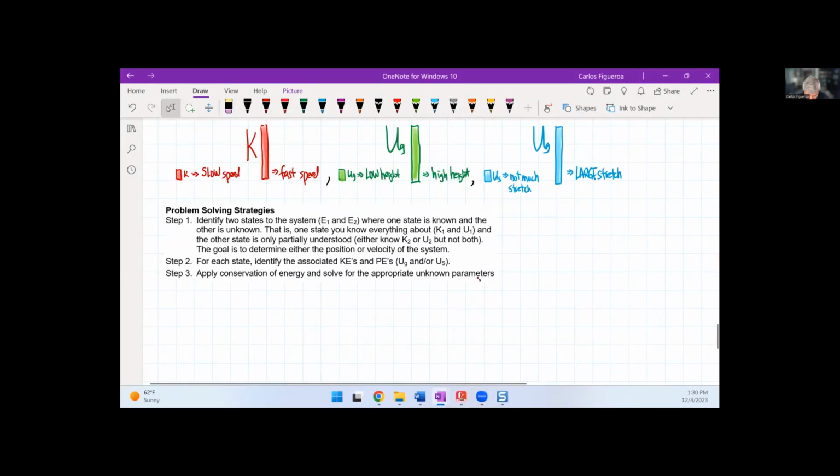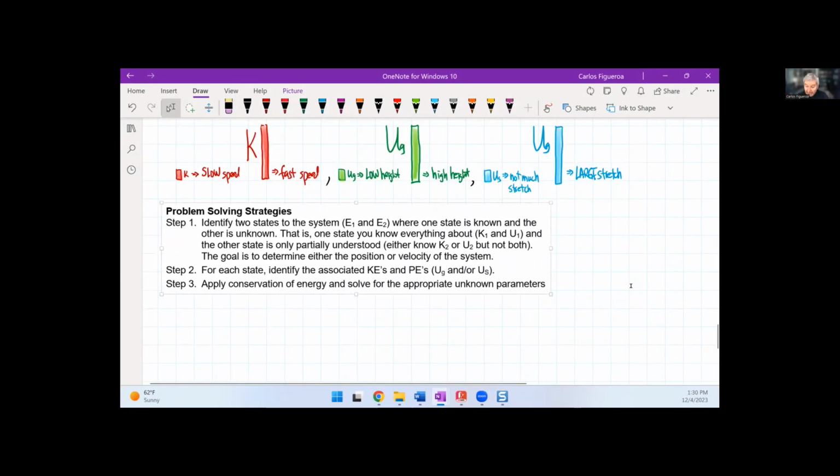So I have some problem-solving strategies, okay? And then let's look at some examples of just setting some things up here. So it says here, step 1, identify 2 states to the system, where one state is known and the other is an unknown state.